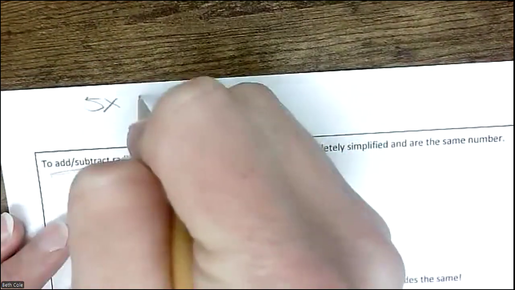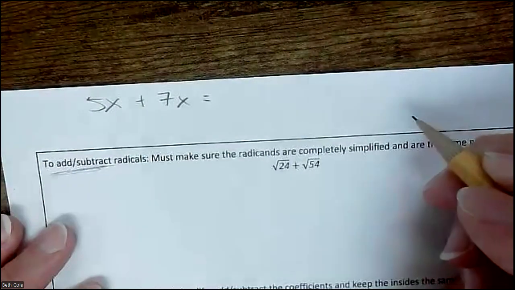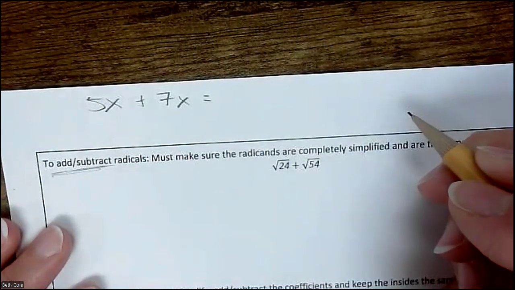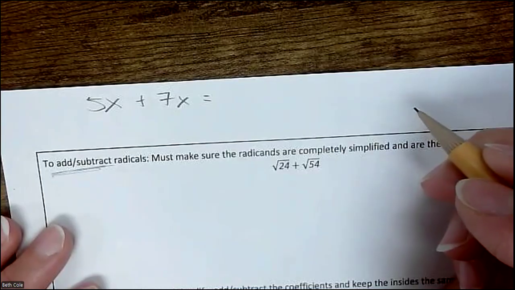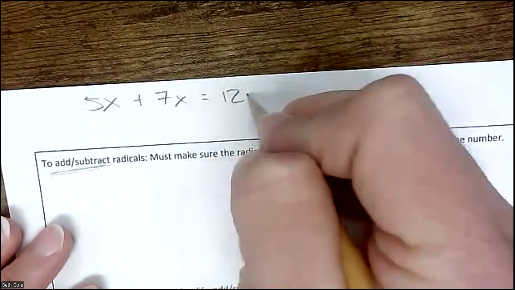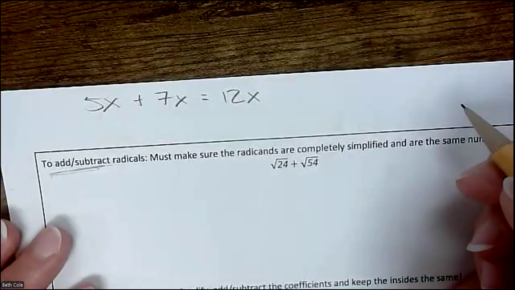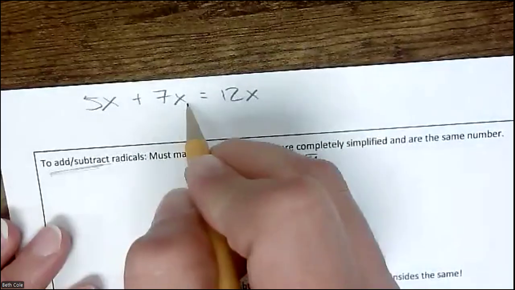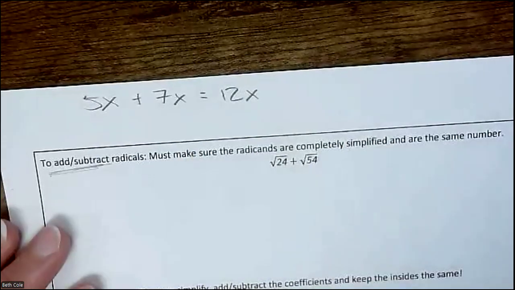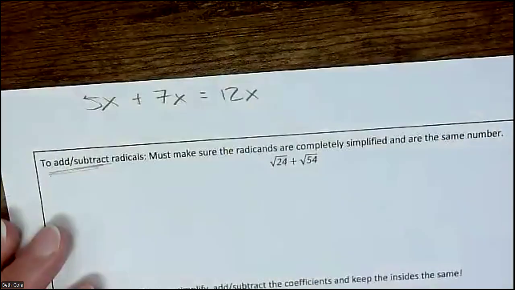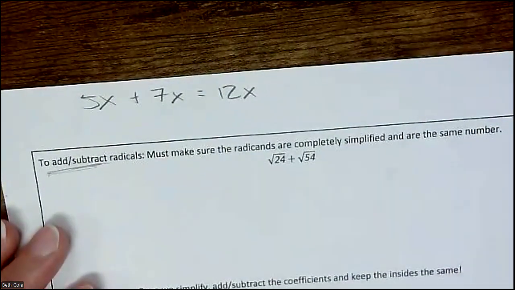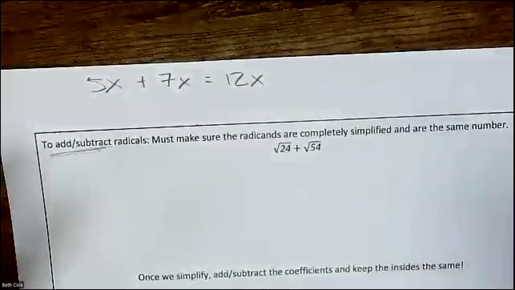If you have 5x plus 7x, what have you got? 9, 10, 11, 12x. Do you get what I'm saying? Did the x change? No, that's x and that's x and that's still x. For some reason, when we take that concept and apply it to roots, everybody loses their mind. But this is all we're doing.